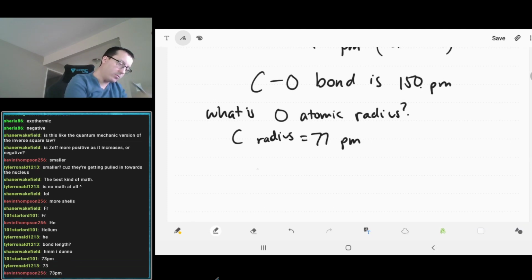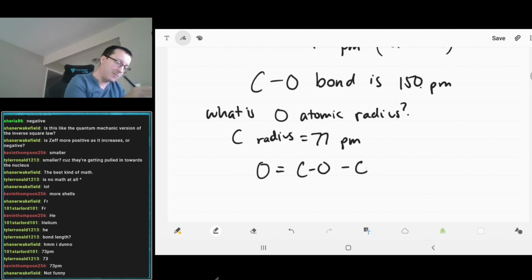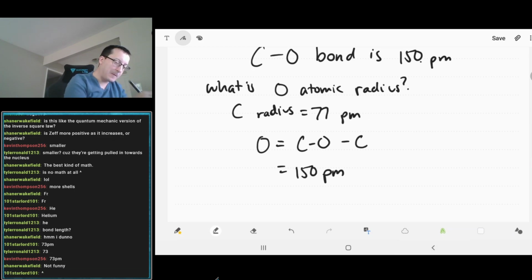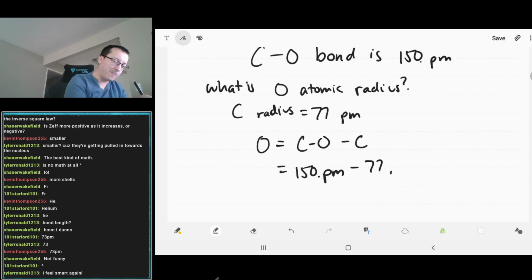So, oxygen's is going to be the bonded one minus the carbon, which is 73 picometers.